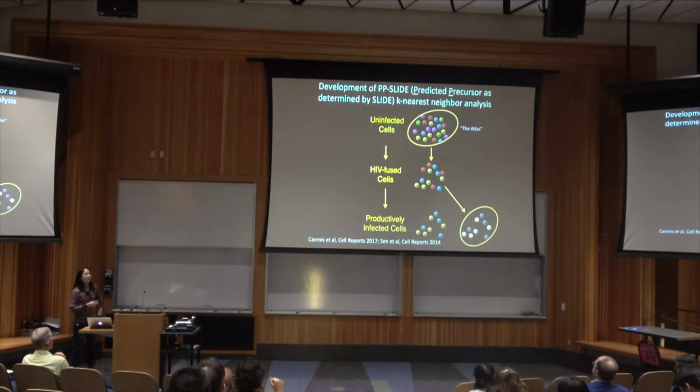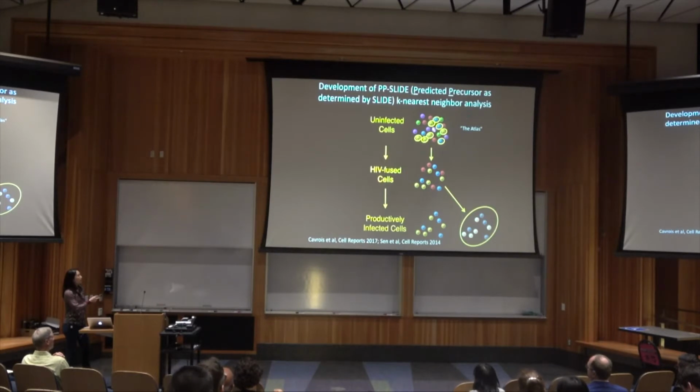It's essentially a k-nearest neighbor method. For the sake of time, I won't go over the details of the method, but just the concept behind it is as follows. We take our uninfected cells, phenotyped by 38 parameters, and we establish what we call the atlas of all the different types of uninfected T cells in that culture. Now, these infected cells are also phenotyped using the same set of parameters, and so we take every single infected cell, we match it against the atlas to identify the phenotypically most similar cell. And those cells are circled here, and they represent the predictive phenotype of the original cell before HIV-induced remodeling.